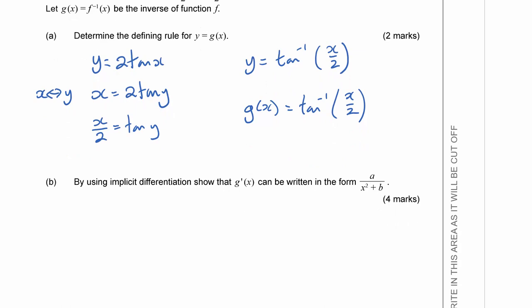By using implicit differentiation, show that that inverse function can be written in this form. So tan y is equal to x over 2. And that's just taking the tan of both sides here. Differentiating gives us sec squared y dy dx, I'm differentiating with respect to x, is equal to a half.